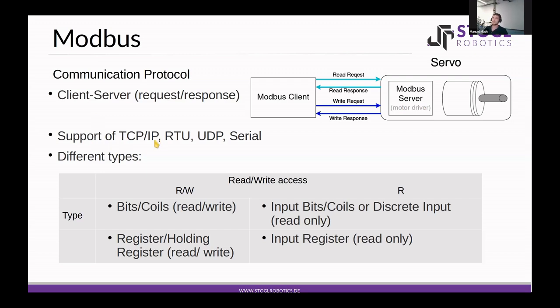And Modbus itself supports TCP/IP, RTU, UDP, and serial. What's important for us is that there are different types of read or write access. You can read single bits, also sometimes called coils, and they can be read and write, then they are called bits, or they can be read only, then they are called input bits or input coils, also sometimes discrete input. And beside those, there are also registers, which can also be read-write or read-only access.